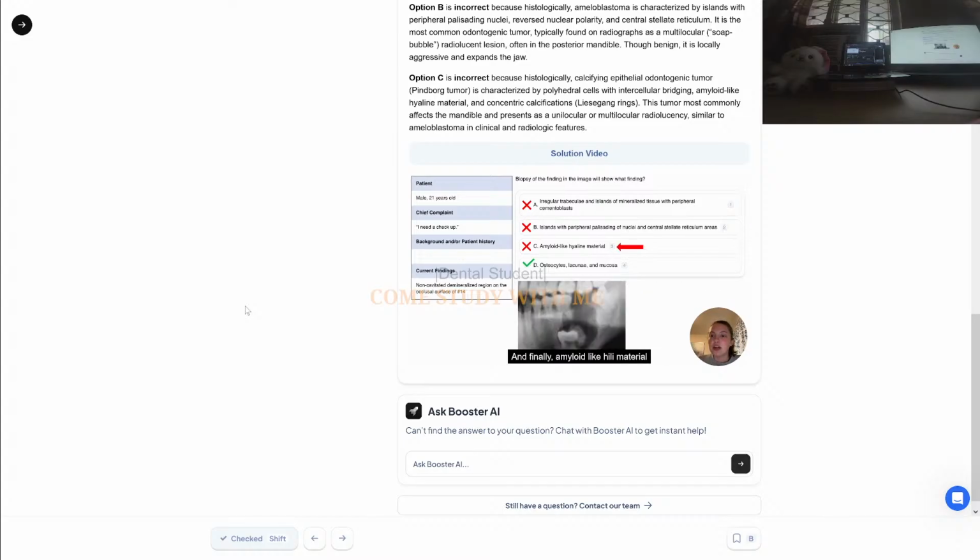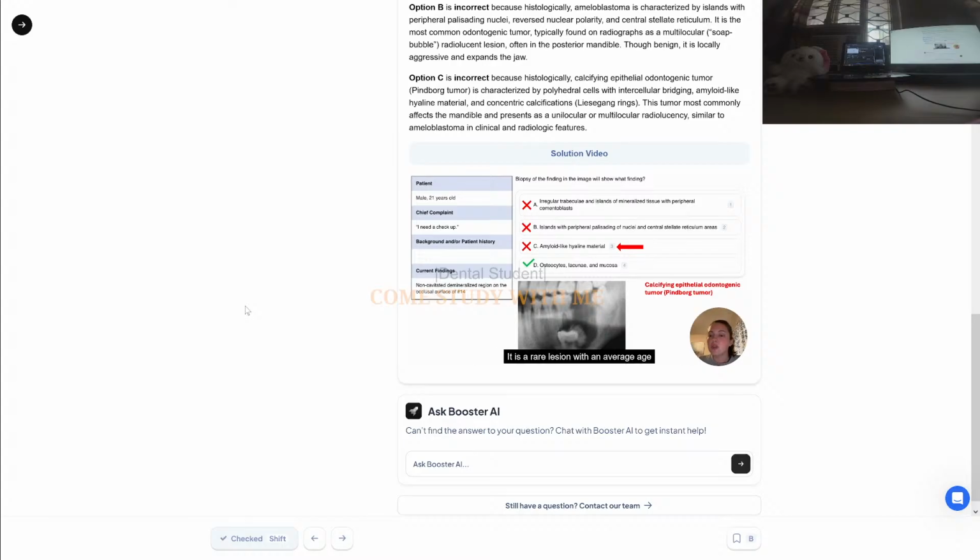Amyloid-like hyaline material and lamellated calcifications known as Liesegang rings are histologically seen in calcifying epithelial odontogenic tumors, which are also known as Pindborg tumors. So we're seeing this amyloid-like hyaline material, but when we do histopathology, we would also see calcifications known as Liesegang rings. Now, this is a tumor of odontogenic epithelium that is believed to derive from the stratum intermedium.